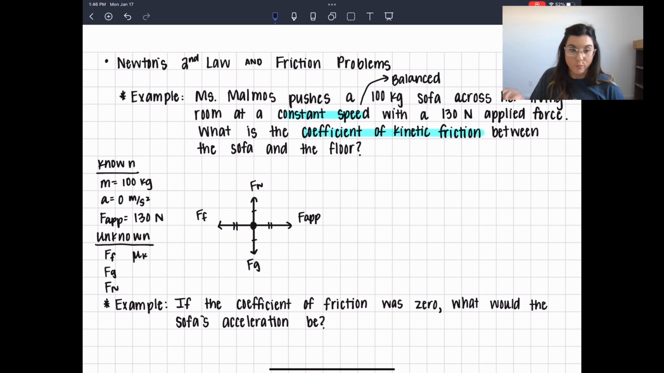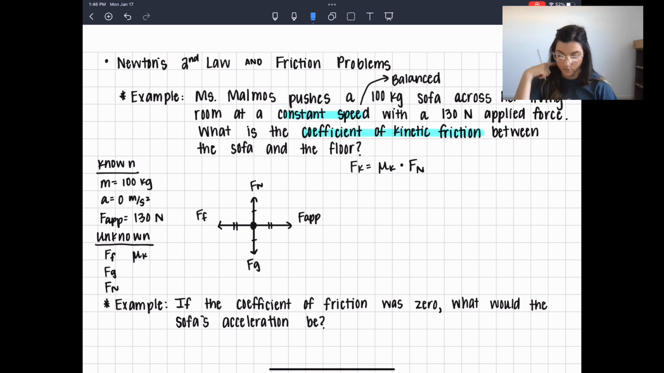So I guess let's just start listing the equations that we might need. Well, if I want to find the coefficient of friction, I need the equation that involves the coefficient of kinetic friction. So my kinetic friction equation is that the force of friction is equal to the coefficient times the normal force. Now I don't know that. I don't know anything in that equation.